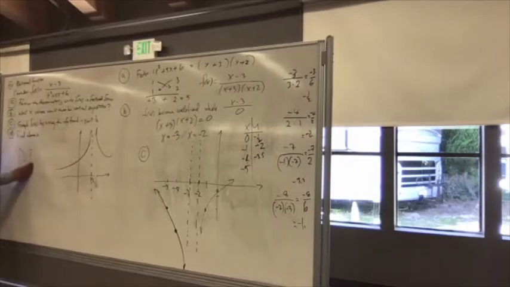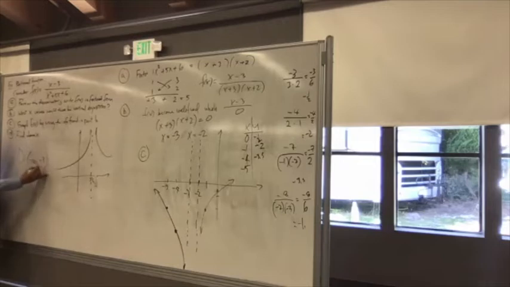The domain is going to be, let me do it this way, negative infinity to negative 3, and from negative 3 to negative 2, and from negative 2 to positive infinity. That's the domain.